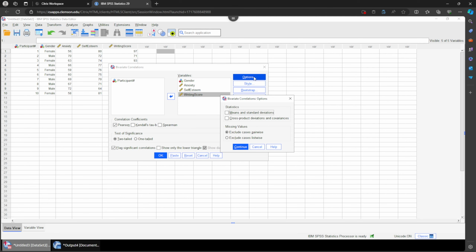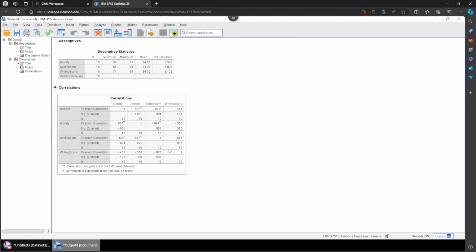Now, I like to go to options. I like to include the means and standard deviations. We've already run our descriptive, so this isn't 100% necessary, so I'm not going to do it this time, but normally I would do that to get those values. So with our four variables in and all the default options selected, we can hit OK and run our analysis.